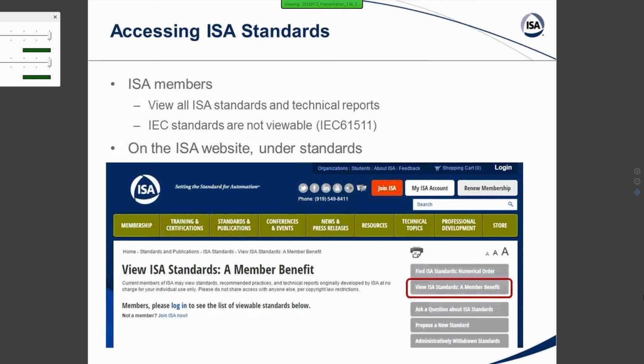But there are some that we adopt from IEC. A lot of ISA standards are adopted by the IEC, and some of them from IEC we adopt into ISA. And when we do that, we don't own the copyright, and we can't make those viewable. So you cannot see the IEC adopted standards for free as a member benefit. But all the ISA developed ones you can.